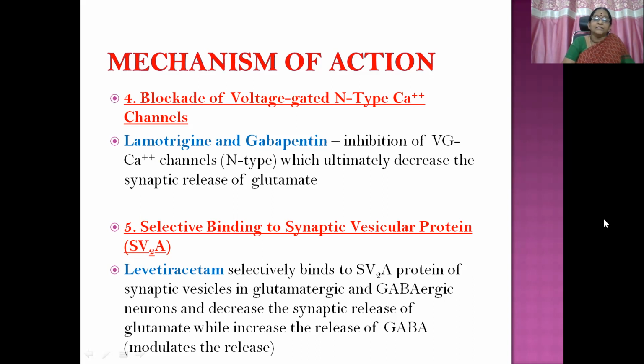And apart from this, another peculiar mechanism is there, that is selective binding to synaptic vesicular protein. The main molecule which acts through this mechanism is levetiracetam, which binds to this synaptic vesicular protein of synaptic vesicles in glutamatergic and GABAergic neurons. And then they decrease the release of glutamate and increase the release of GABA. That is like modulation they can do.